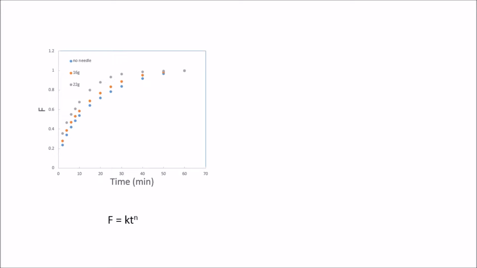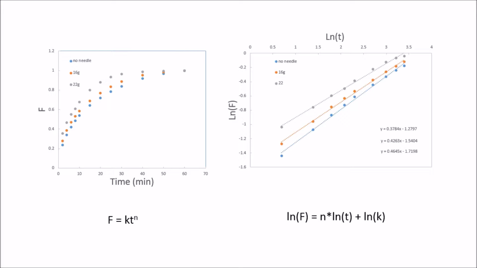n and K can be calculated easily from experimental data. Taking the natural log of both sides of the governing equation yields an equation that is linear in form. By performing a linear regression of the experimental data, specifically the natural log of F versus the natural log of t, n will be the slope of this line, and K can be obtained by exponentiating the y-intercept.